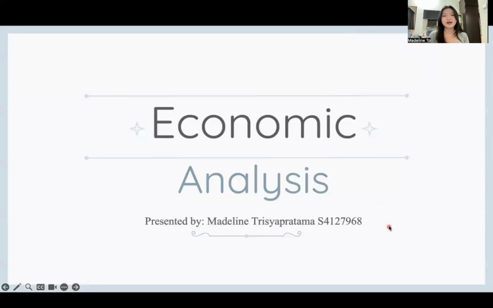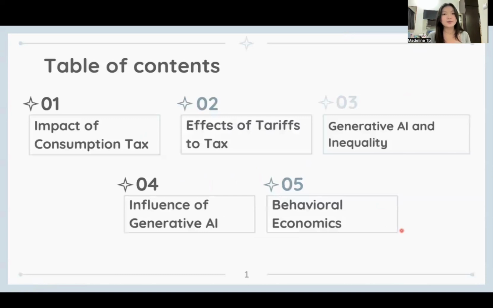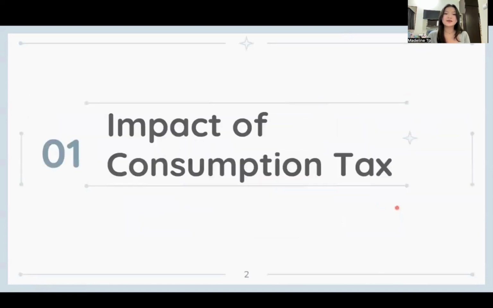Hello, I'm Madeline, and today I'll be doing an economic analysis on certain situations regarding the imposition of taxes, generative AI, and behavioral economics. So these will be some of the topics that I'm going to be talking about today. Firstly, the imposition of consumption taxes.